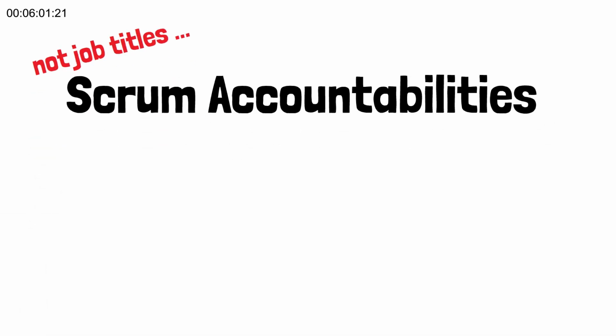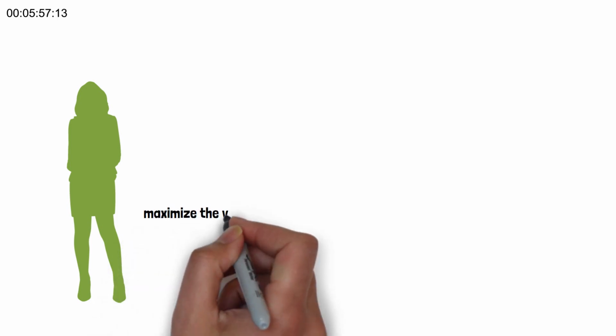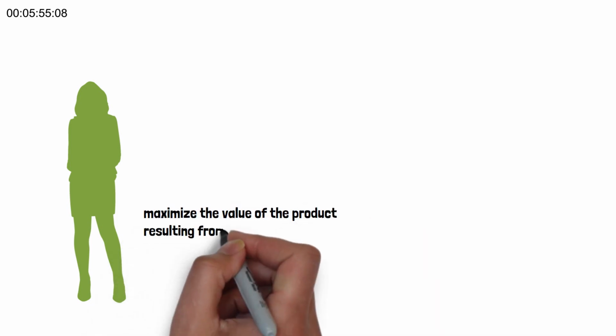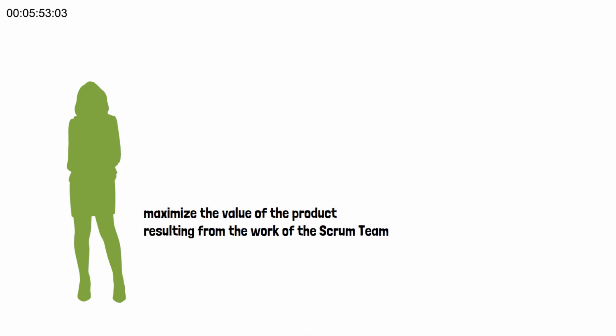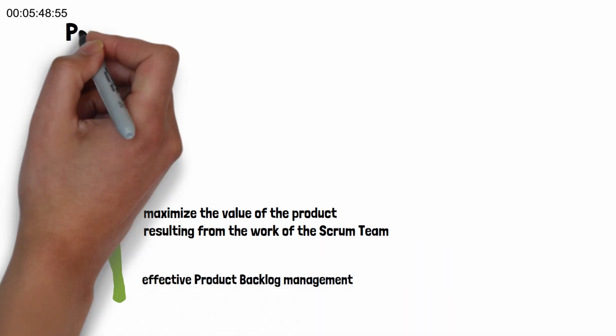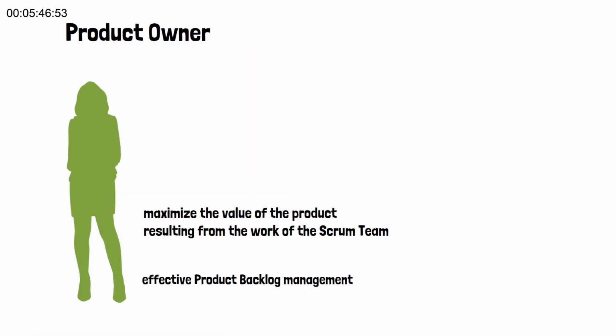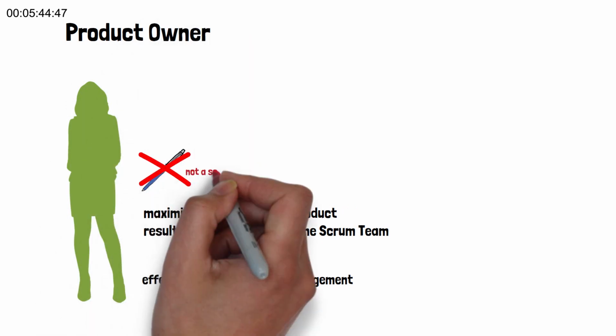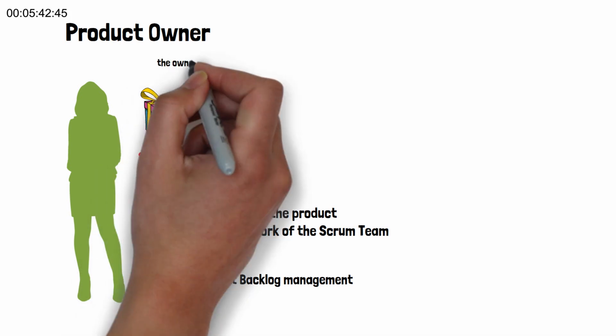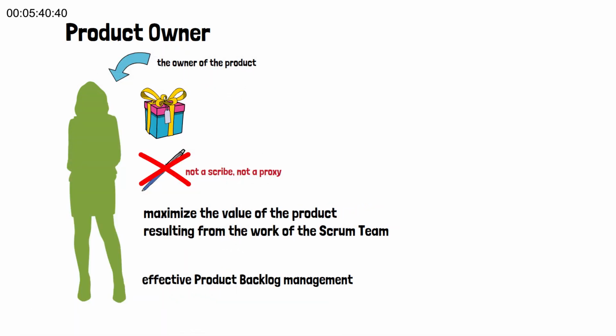As a framework, Scrum consists of 3 accountabilities. Now these are accountabilities, not job titles. Regardless of the person's job title in the company, whoever is accountable for maximizing the value of the product resulting from the work of the Scrum team, and also accountable for effective product backlog management, in the context of Scrum, this person is called the product owner. The product owner is not a scribe or a proxy. They are the owner of the product. Their decision shall be respected by everyone in the company.